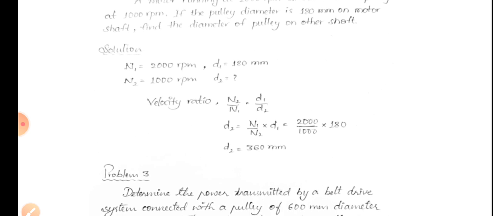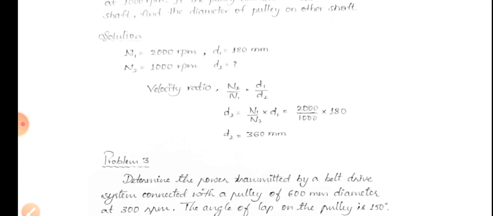Now he is saying find the diameter of the pulley on the other shaft. That is D2 he is asking. But he has given the speed of that other pulley, that is 1000 rpm. So now we know the velocity ratio, that is N1 by N2 is equal to D2 by D1, or you can say N2 by N1 is equal to D1 by D2. If you substitute the values, you will get 360 mm. That is the diameter of the other pulley.